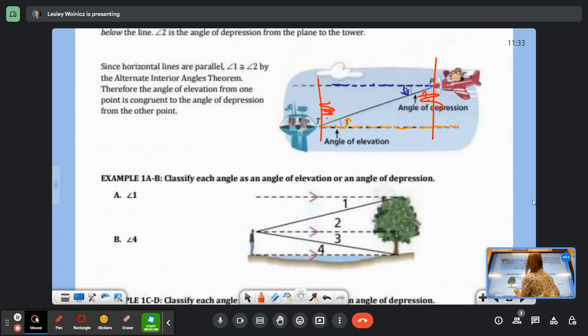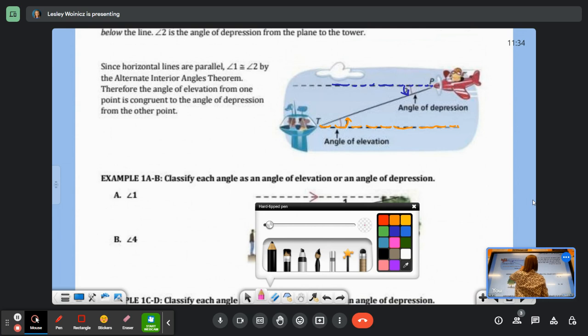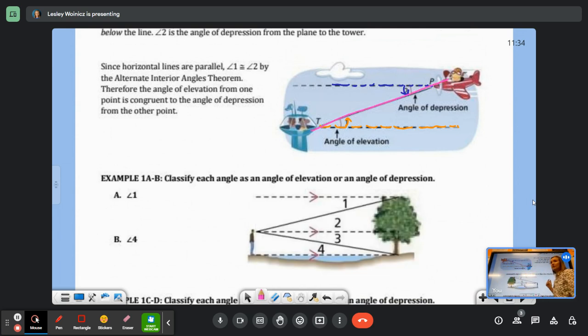Since these horizontal lines are parallel, our angles 1 and 2 are congruent to each other by the alternate interior angles theorem. If I look at my two parallel lines, because they're horizontal, they both have a slope of 0. Here's the interior, and they're on alternate sides of my hot pink transversal. That's the transversal. So they're congruent to each other.